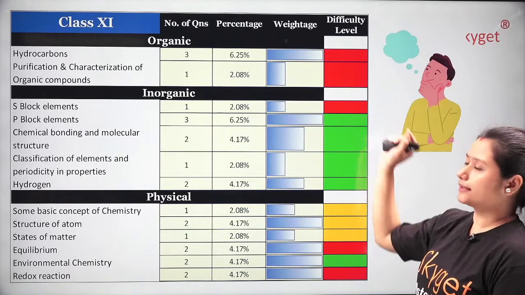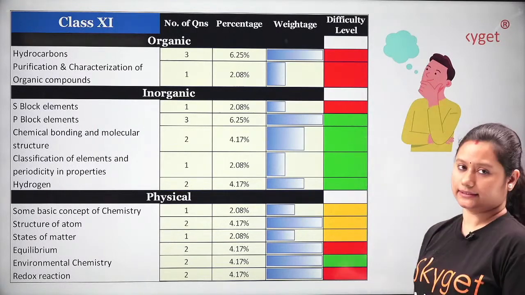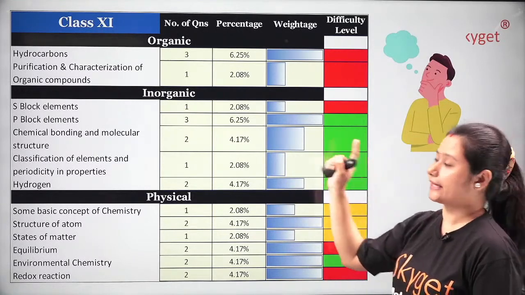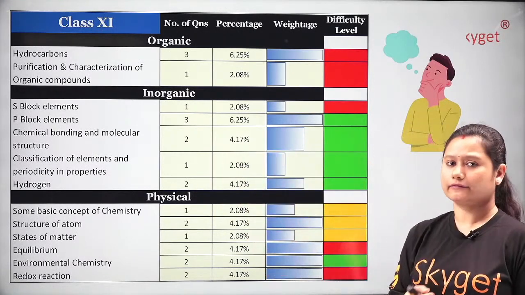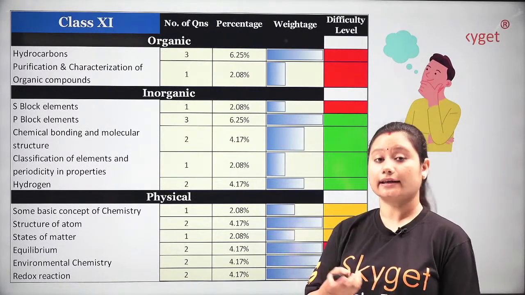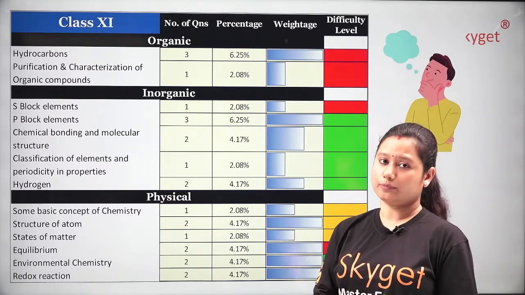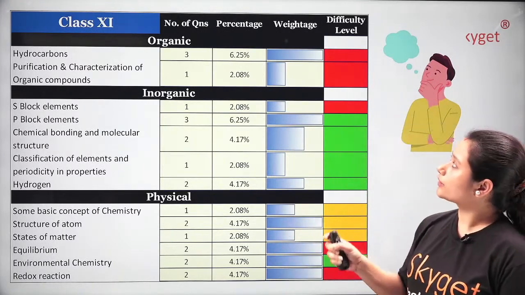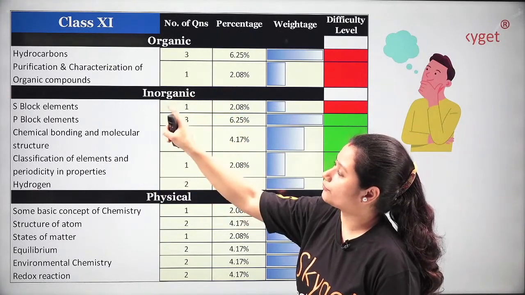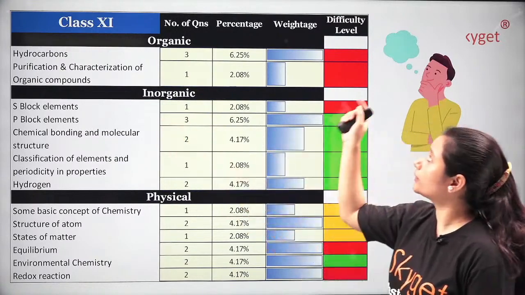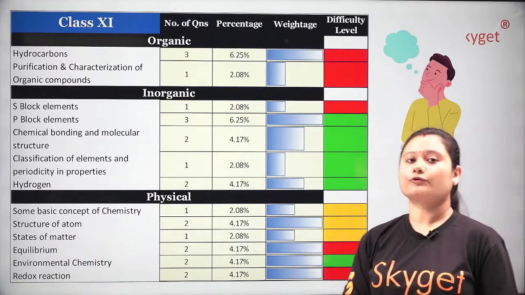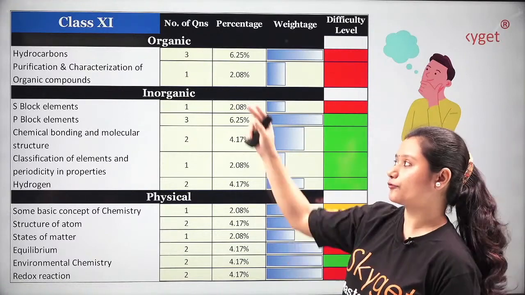This red indicates the difficult part, this green indicates the easy part, and this is the moderate part. You can clearly see the questions they have asked from the inorganic part are respectively easy. Questions like chemical bonding and coordination are NCERT based, so you can easily do them by doing the NCERT questions. Now coming to this level, the questions asked from organic, from hydrocarbons and purification and characterization of organic compounds, are a little difficult in comparison to these two parts. So you have to practice more and more complex questions from these topics.